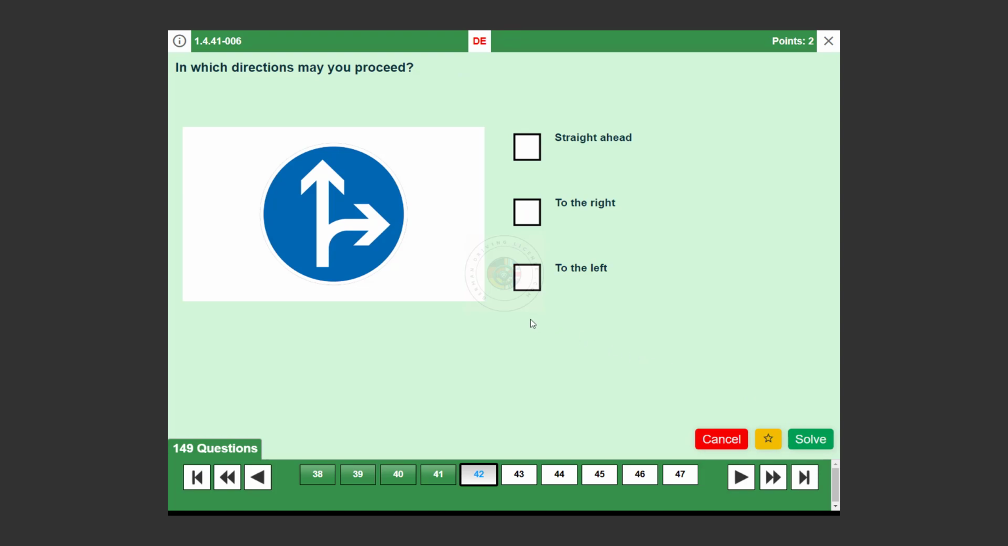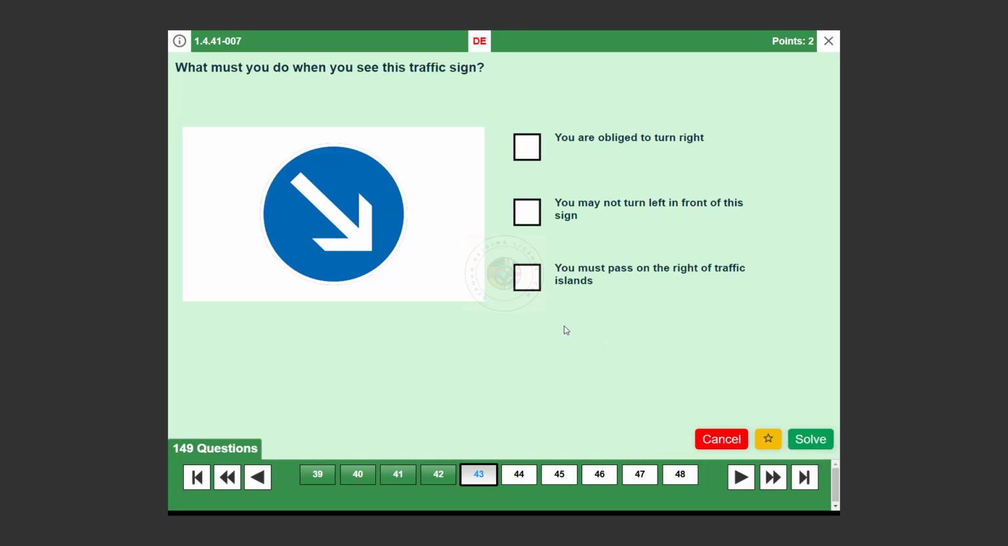Question number 42. In which directions may you proceed? To the left? False. The sign does not permit a left turn. Straight ahead? True. Proceeding straight is allowed, adhering to the road's direction. To the right? True. Turning right is also permissible, with proper signaling required.